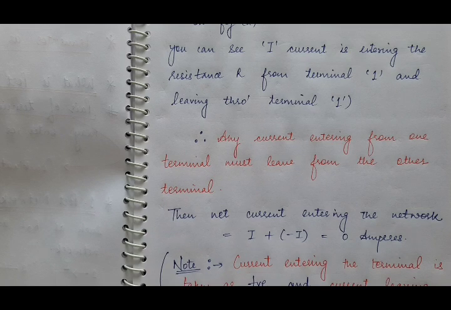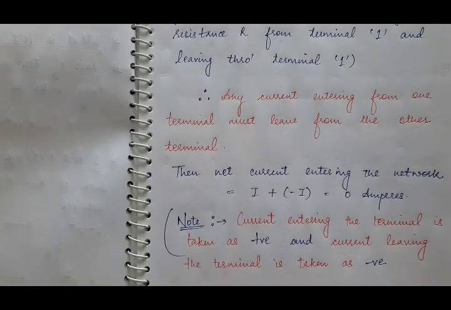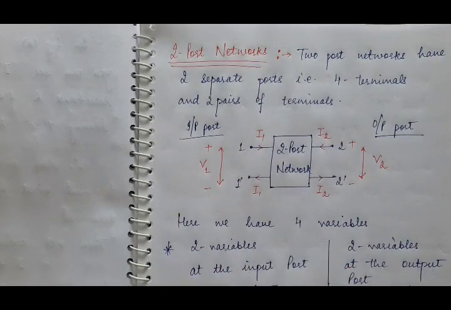So what will be the net current entering the network? I is the current entering, which is taken as positive, and minus I is taken because it is the current leaving the terminal. So the net current will be 0 amperes. This is the sign convention. So this was all about one-port networks.